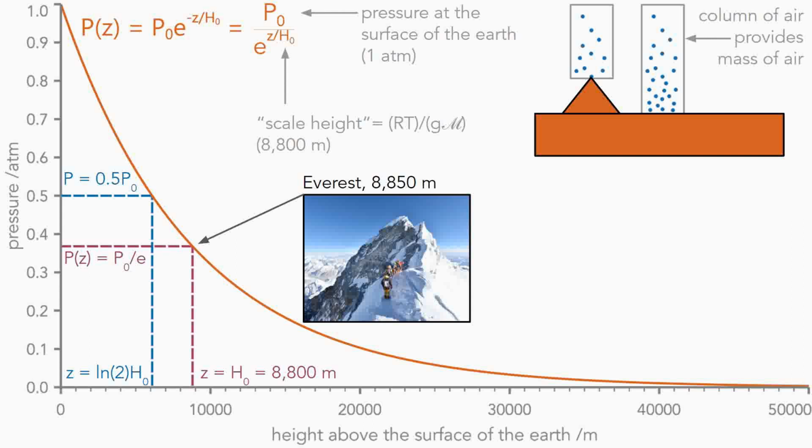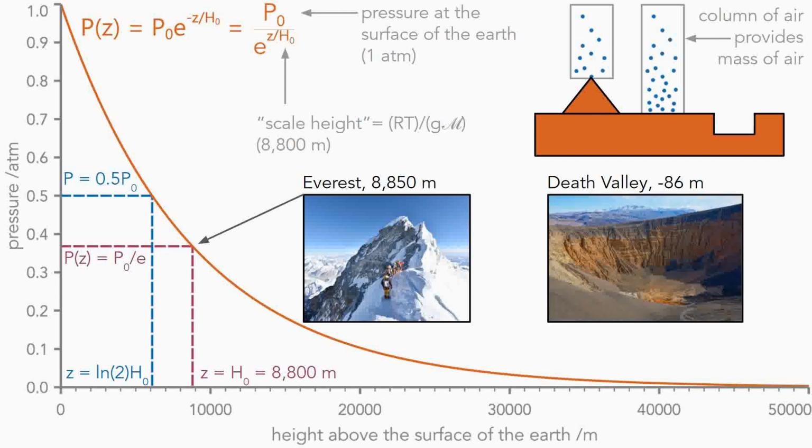But there is one last thing I'd like to ask. What happens if we go below the surface of the Earth? I grew up in California, which is home to Death Valley, the lowest point of land in North America, minus 86 meters below sea level. What should happen here? Our picture of an air column gives us an intuitive answer. There will be more air above us, and so we should expect more atmospheric pressure in Death Valley. But what do we do with the negative value for z? Is this a problem for our pressure equation?